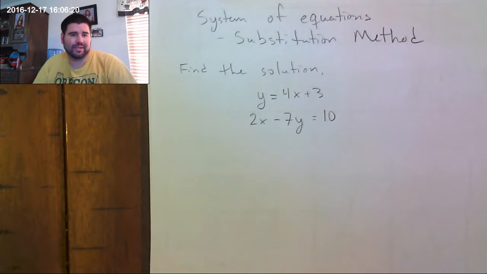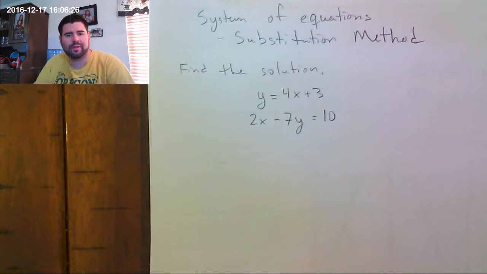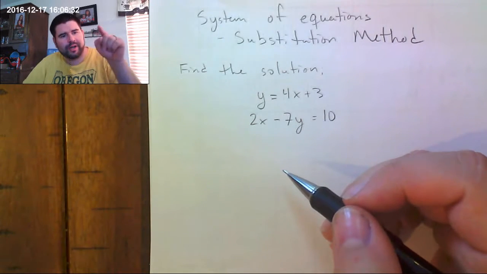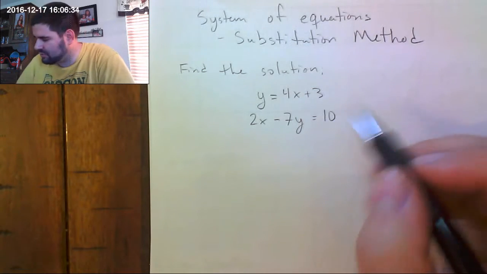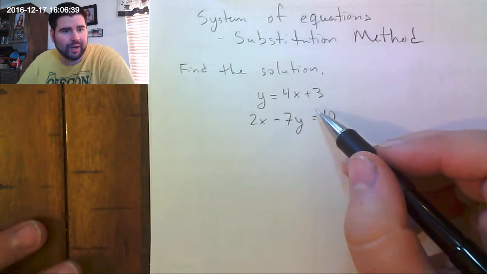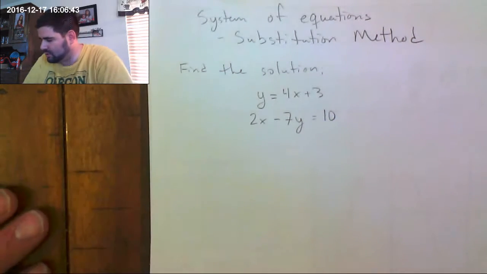This makes it easy because with the substitution method, I'm going to take this stuff that's already solved for y, and I'm going to plug it into this y. That's going to help me solve for x, which I can then use to solve for y up here, and I'll be good to go. That will give me the ordered pair where these two equations cross. So let's take a look at that.